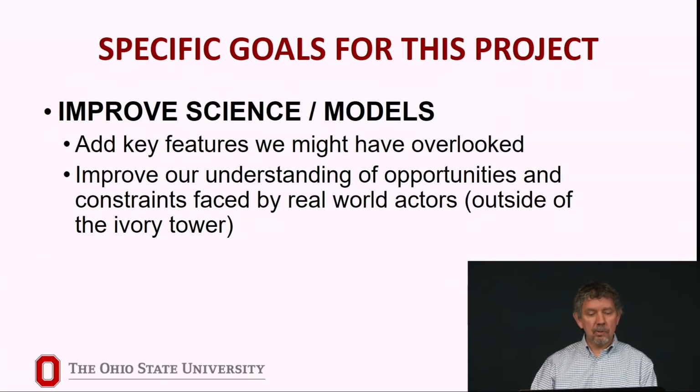As a result, there are two complementary goals that a participatory approach should help achieve. First, we want to benefit from the experience and insights of our stakeholders to improve the accuracy and realism of our models. This includes identifying features of the world we might have overlooked, but also attention to the opportunities and constraints faced by real-world decision makers.